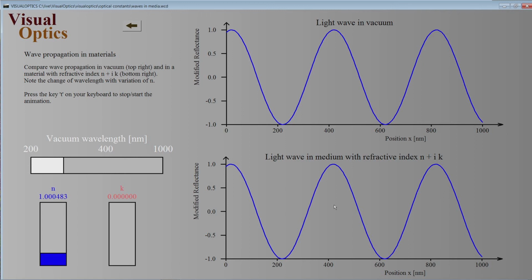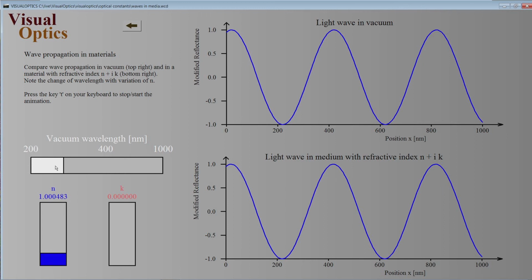In the bottom section, I show you basically also a light wave, but this is in a material. And the material has a so-called refractive index, N plus iK, where N is the real part and K is the imaginary part. Actually, here I have two sliders, one for N and one for K, which I can use to change the values of these parameters. And we will take a look at different values for N and K and see what this means for the wave propagation.